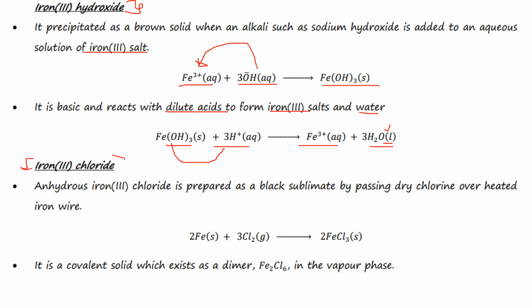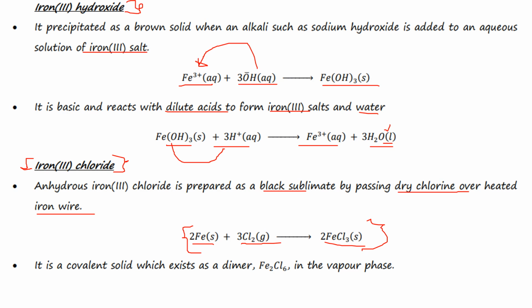Looking at iron(III) chloride, we are going to say that anhydrous iron(III) chloride is prepared as a black sublimate by passing dry chlorine gas over heated iron. The good statement for this equation would say that heated iron reacts with dry chlorine gas to give us iron(III) chloride. Here we don't form iron(II) chloride, because I told you iron(II) chloride is formed by hydrogen chloride gas since it's non-oxidizing. Chlorine being an oxidizing gas is the one which gives us iron(III) chloride.